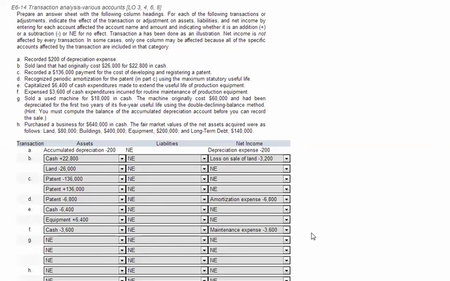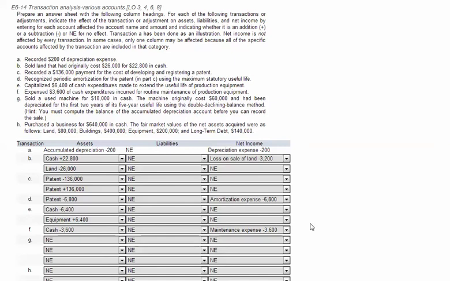So if you do that calculation, you would find out in year 1, we would take 60,000 times 1 over 5, which is 20%, times 2, so 40%. 60,000 times 40% means $24,000 worth of depreciation expense in year 1.